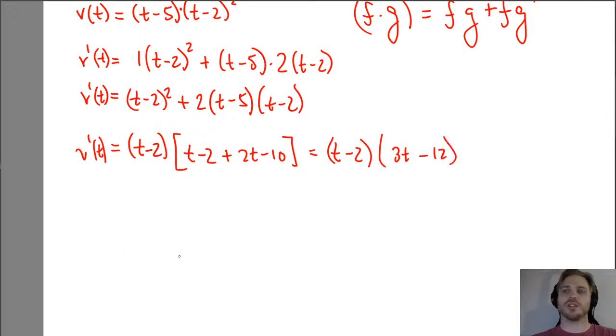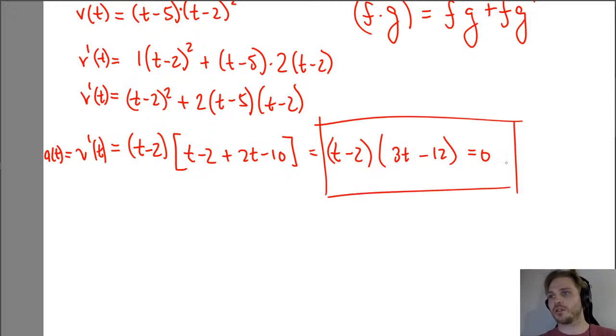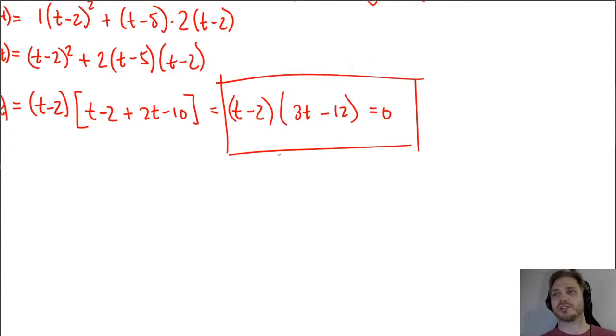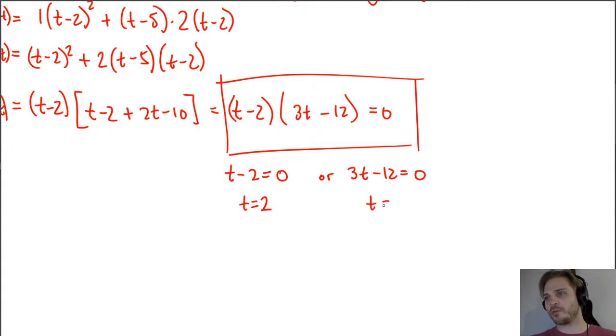Okay, so we're trying to find where the acceleration is equal to 0. We took the derivative of the velocity. That is the acceleration function. So we have to set this thing equal to 0. And we'll just solve this equation. And you know, it's basically solved. It's already factored for us, so we're going to use the same zero product principle. Either t minus 2 equals 0 or 3t minus 12 equals 0. So we'll add 2 to both sides, add 12, divided by 3.